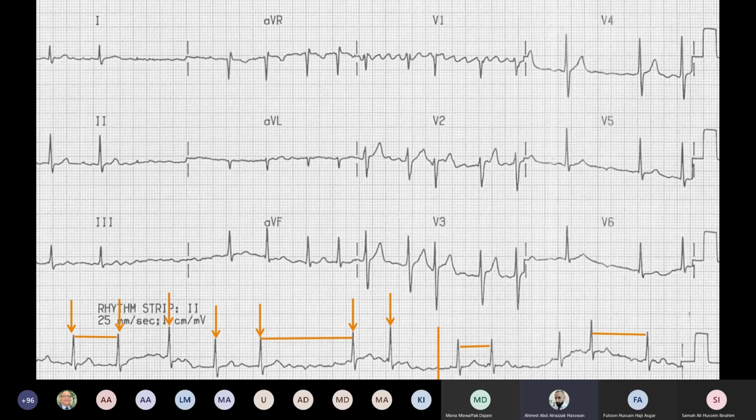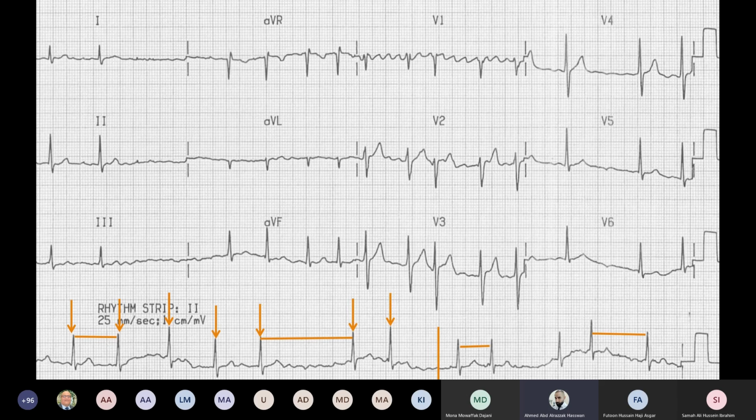By the way, why did we choose 6 seconds? Because simply we can multiply it by 10 and get the beats in 60 seconds. So there is nothing magical about 6 seconds. Sometimes we can do it in 3 seconds, aka 15 boxes. Then we will multiply by 20. But let's stay on the safe side. Count 30 boxes. Then let's count how many QRS complexes we have here.